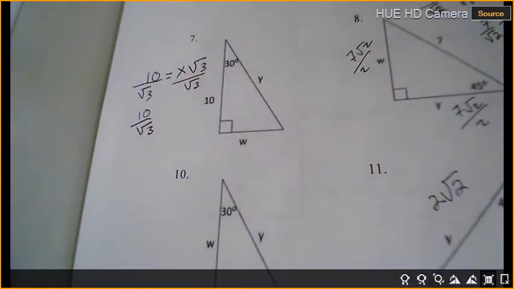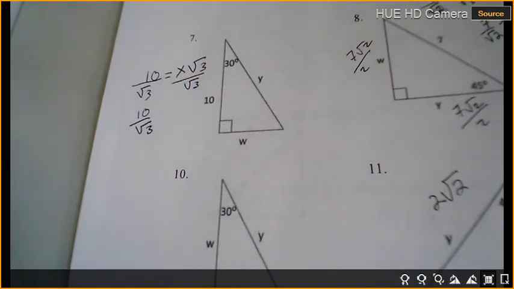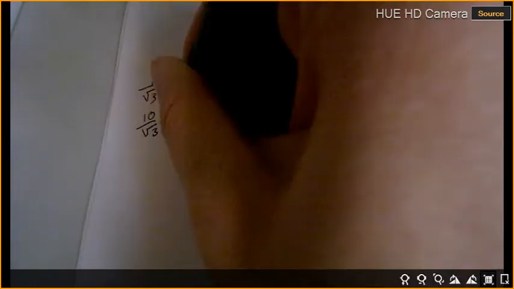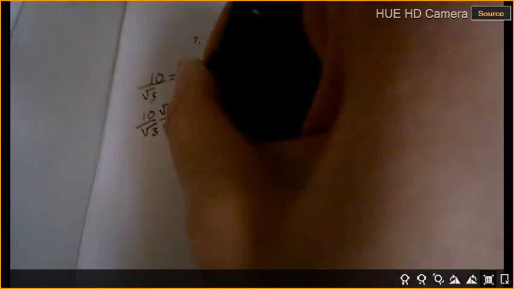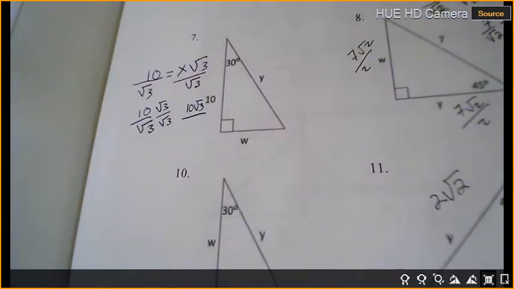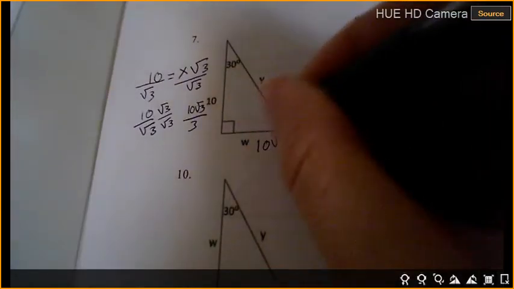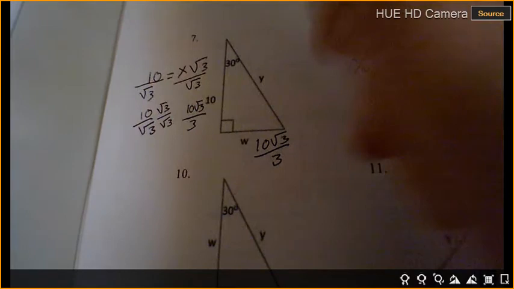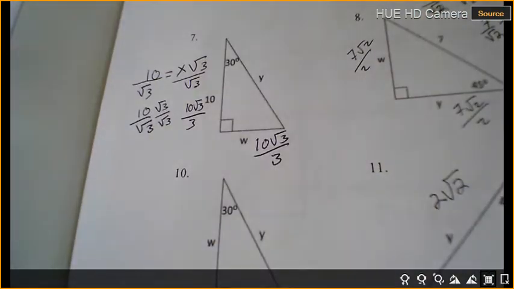Am I allowed to have a square root 3 on the bottom? What do I do to get rid of it off the bottom? Multiply square root 3 by the top and the bottom. So I get 10 square root 3 over, what's 3 times 3? What's the square root of 9? Good. This answer is 10 square root 3 over 3. It's going to be blah square root 3 over 3, every time.